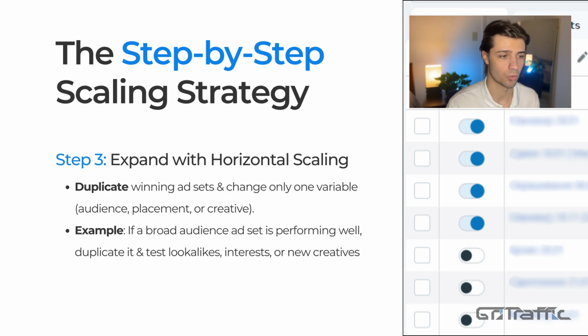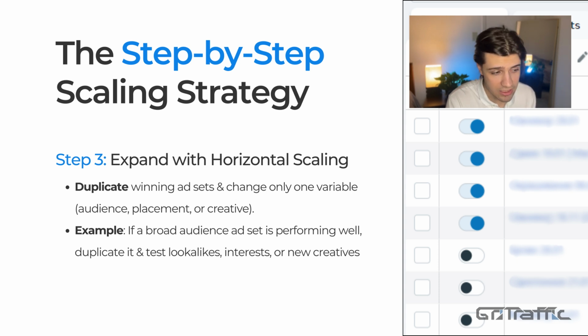Vertical scaling alone won't get you to the next level. That's why the next step is horizontal scaling, obviously, where you expand your campaigns by introducing new audiences, creatives, and placements, as we've talked with you. Here's how to do it. Duplicate your winning ad sets and test it with different audiences. 1% lookalike of purchasers. Interest-based targeting in similar niches. Broad audience with no targeting. Test new creatives, try videos instead of images, change the ad copy or CTA, test carousel ads or product showcases.